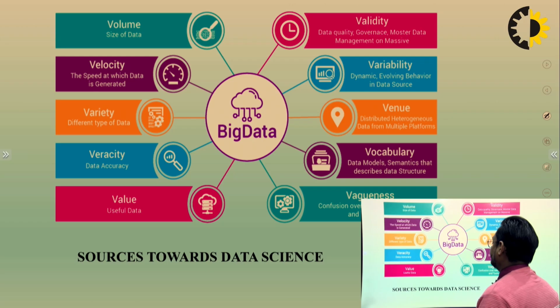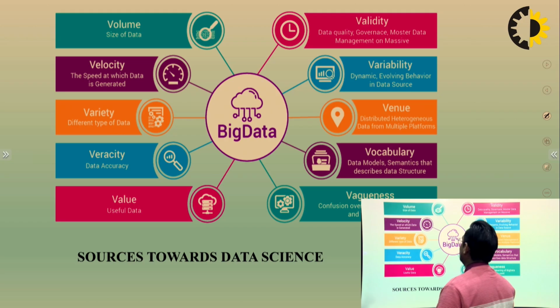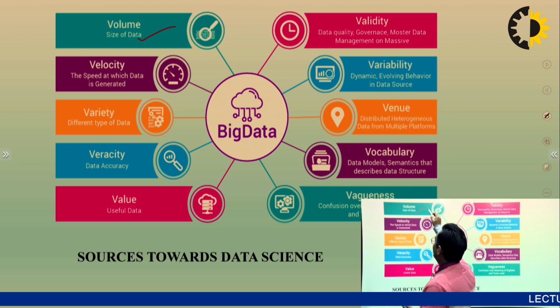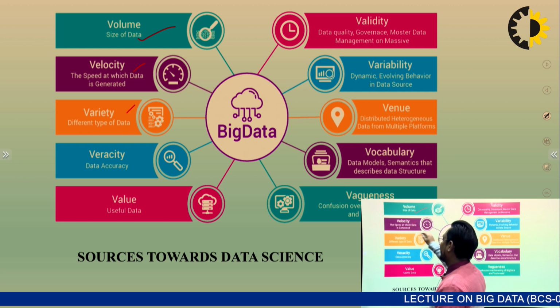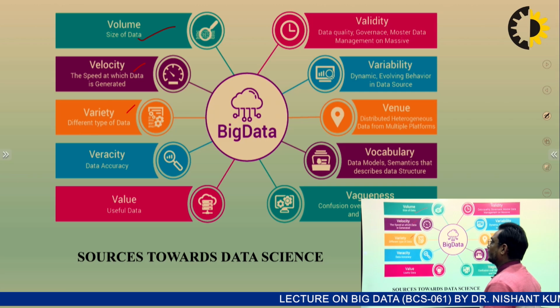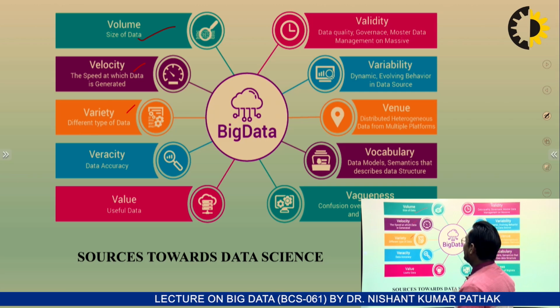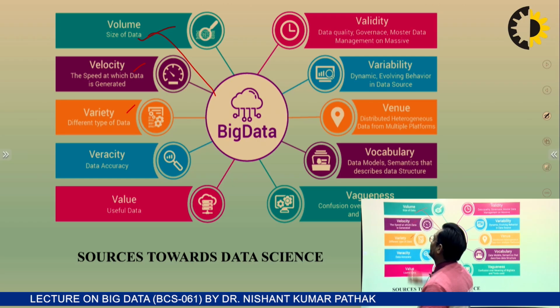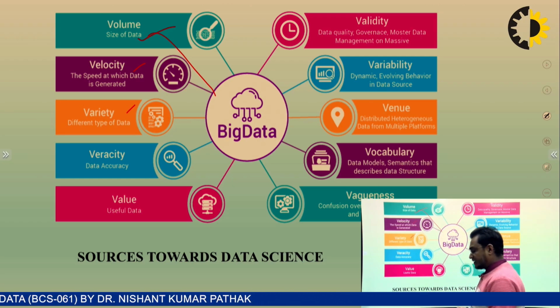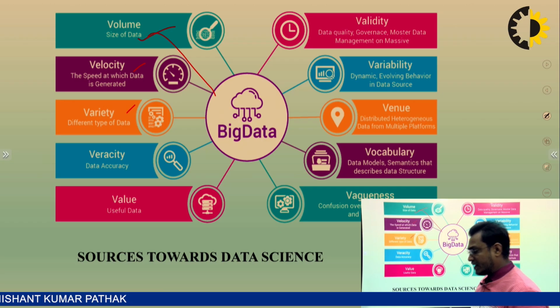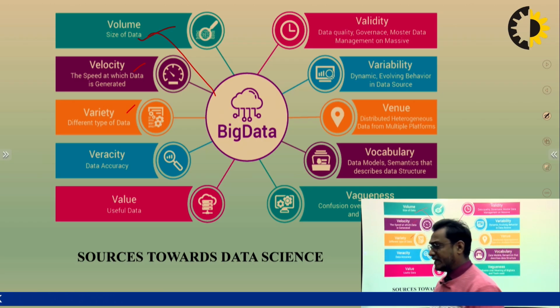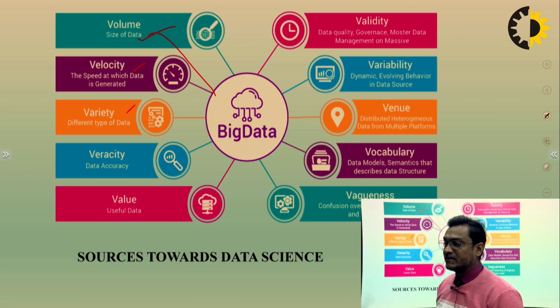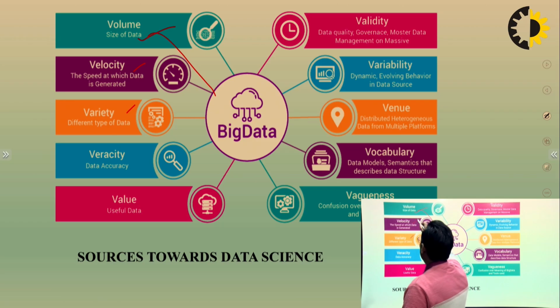Now, sources of data. The first one is volume. The second one is velocity, then variety, veracity and value. What is volume? It represents the size of data. What is the size? A small amount of size, a very big amount of size: megabyte, gigabyte, terabyte, petabyte. It shows the volume.